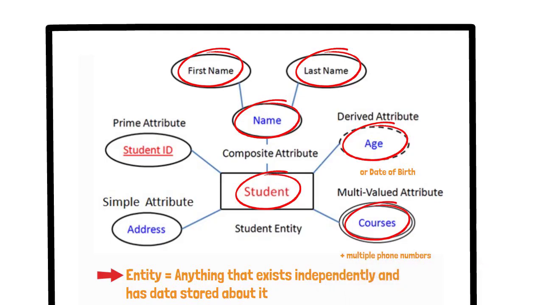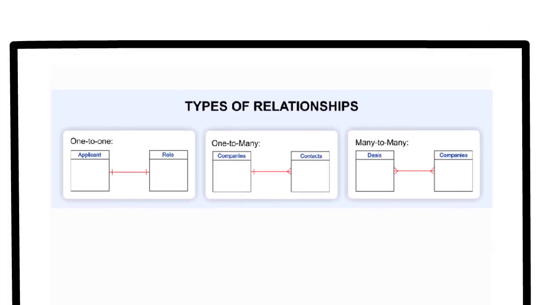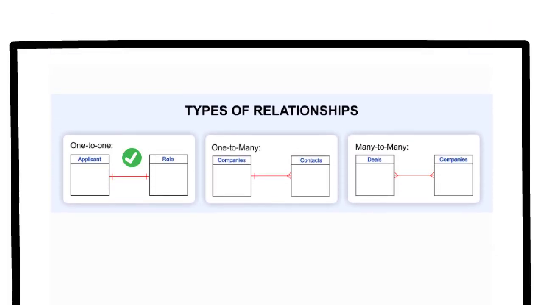Relationships can also be classified as one-to-one, where one entity is linked to only one of another. One-to-many, such as one teacher teaching many students. And many-to-many, such as students enrolling in multiple courses.